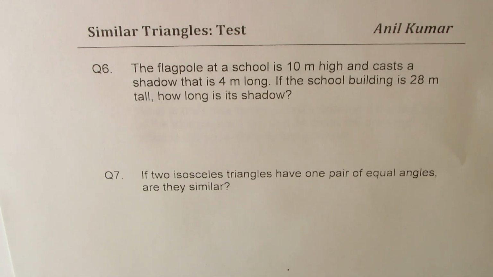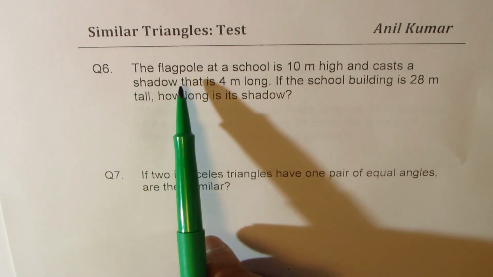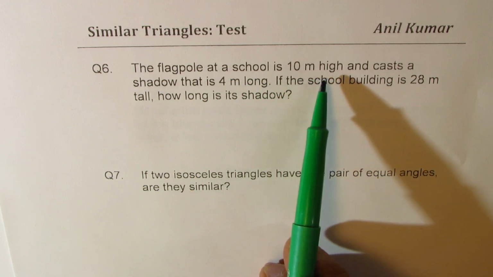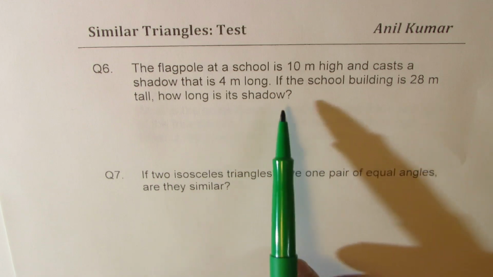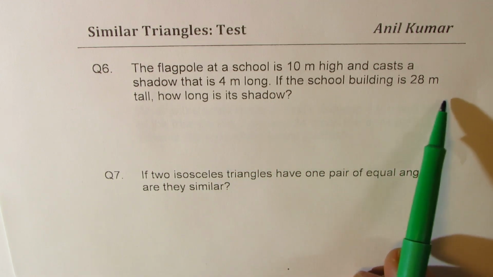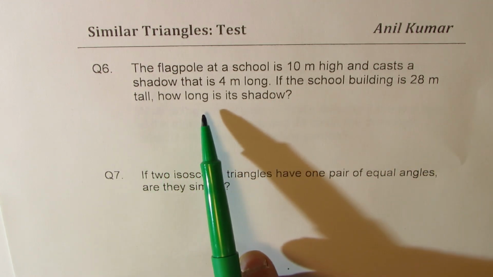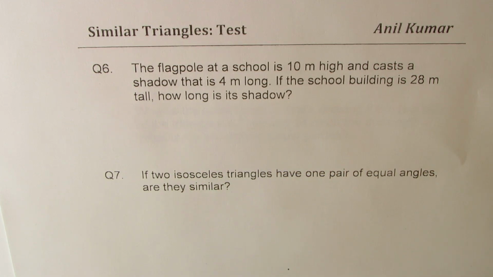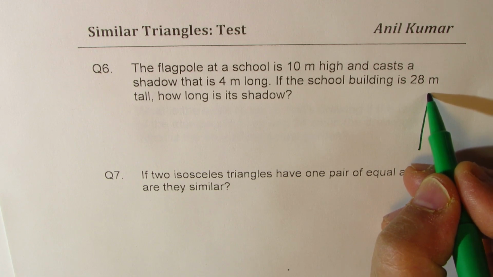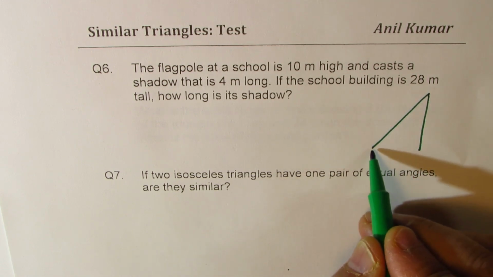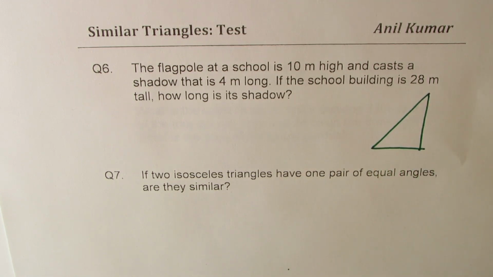Here is question number 6 for you. A flagpole at a school is 10 meters high and casts a shadow 4 meters long. If the school building is 28 meters tall, how long is its shadow? We have a school building which is much taller than the pole, so the shadow will be longer.